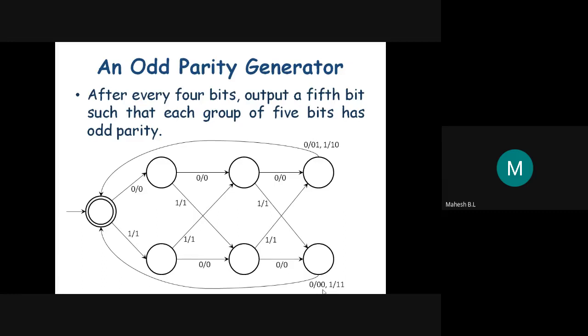3 ones are there. If the input is 1, 1, 1, 1, what should be the output? In the input there are 4 ones. The input is of even parity, so the output must be of odd parity. So the input is 4 ones, and the output must be 5 ones, so that the output is of odd parity. Just see, each input 1 gives output 1, and then a final 1. So 5 ones are generated. You go to the accepting state. So this is the Mealy machine for generating outputs of odd parity.